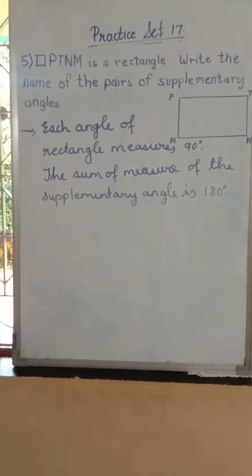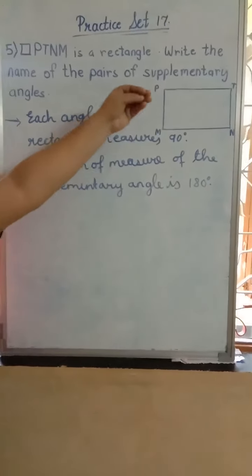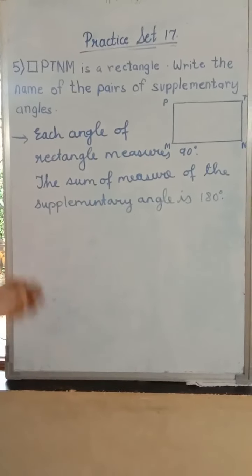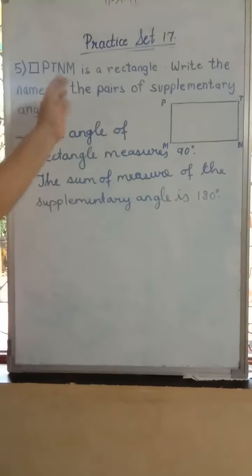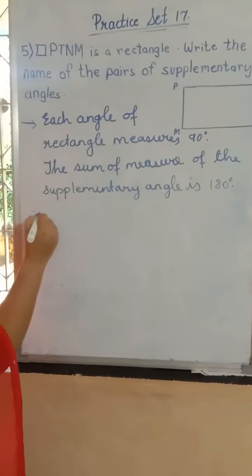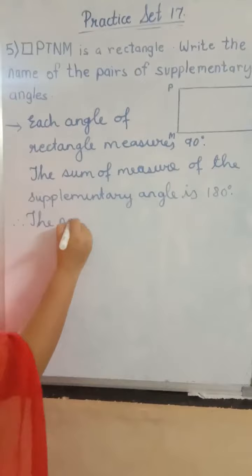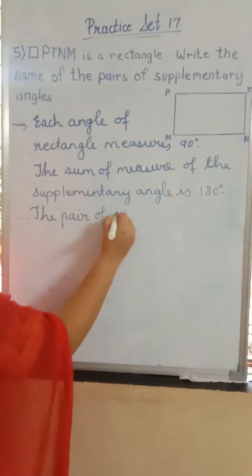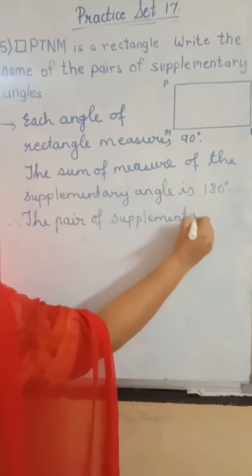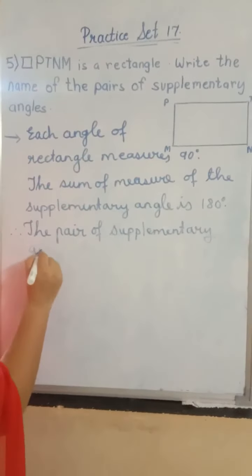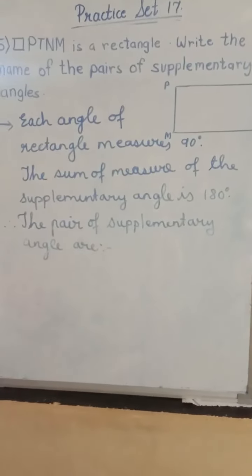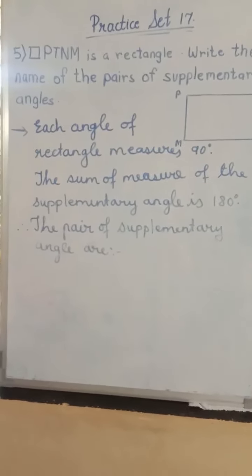Yes, means from this rectangle, if you take any two angles and add them, will you get 180? Yes, so any two angles will be a pair of supplementary angles. Okay, therefore the pairs of supplementary angles are, so take any two angles.